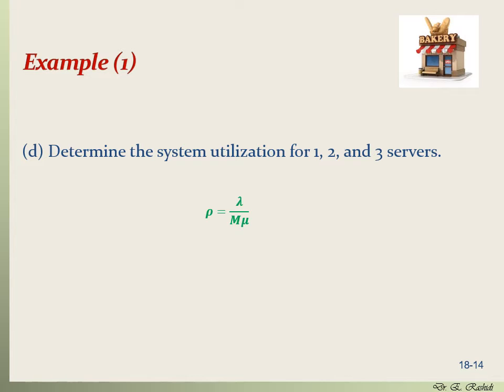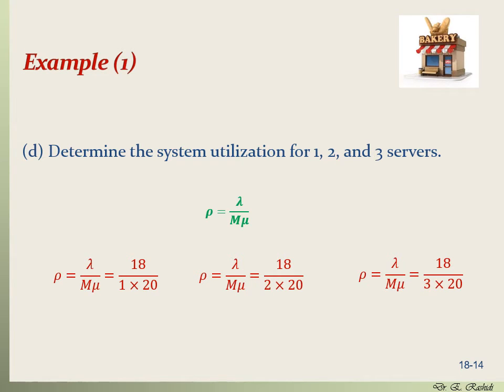All right, so let's see the solution. So we have lambda, we have m equal to 1, m equal to 2, m equal to 3, and we have mu, so we can compute these. When you have only one server, m is 1, the utilization is 18 divided by 1 multiplied by 20. When m is 2, that's 18 divided by 2 multiplied by 20. And when m is 3, that's 18 divided by 3 multiplied by 20. So you can compute the utilization using this formula.